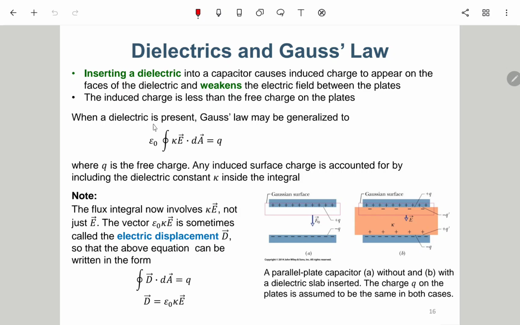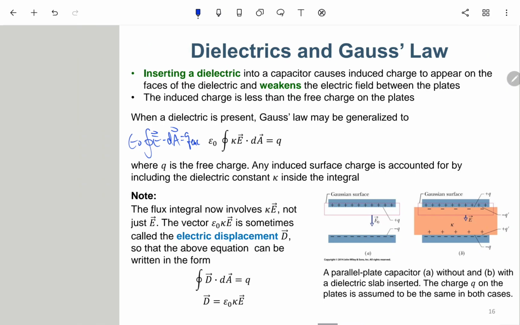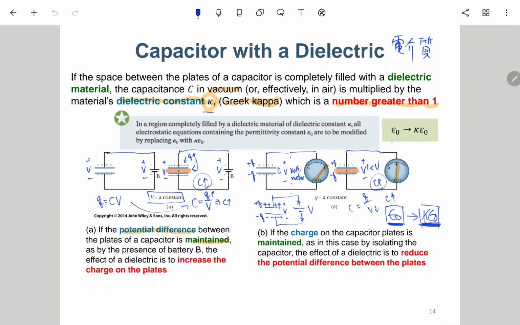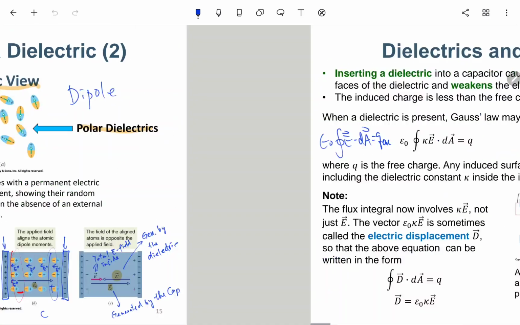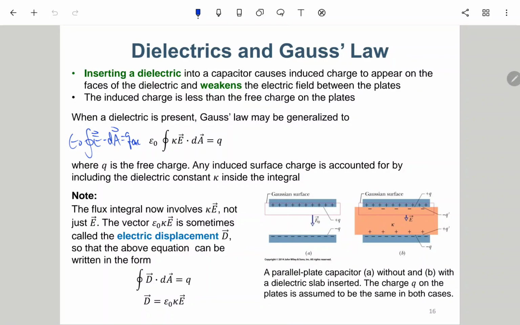So when the dielectric is present, Gauss law may be generalized to this. Originally, Gauss law is epsilon naught integration of E dot dA equals Q enclosed. Some pages before tell you that if we have a dielectric, we replace epsilon naught with kappa epsilon naught. So maybe you will ask whether it is epsilon naught kappa integration of E dot dA? But here it puts kappa inside.